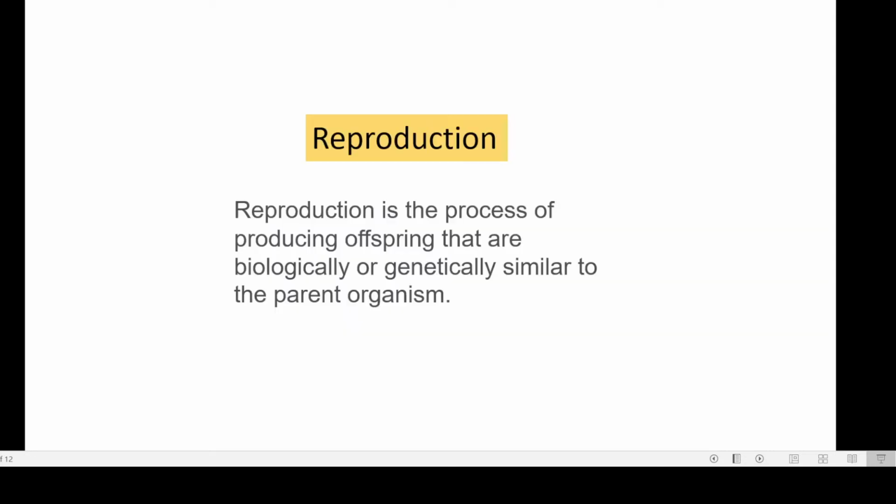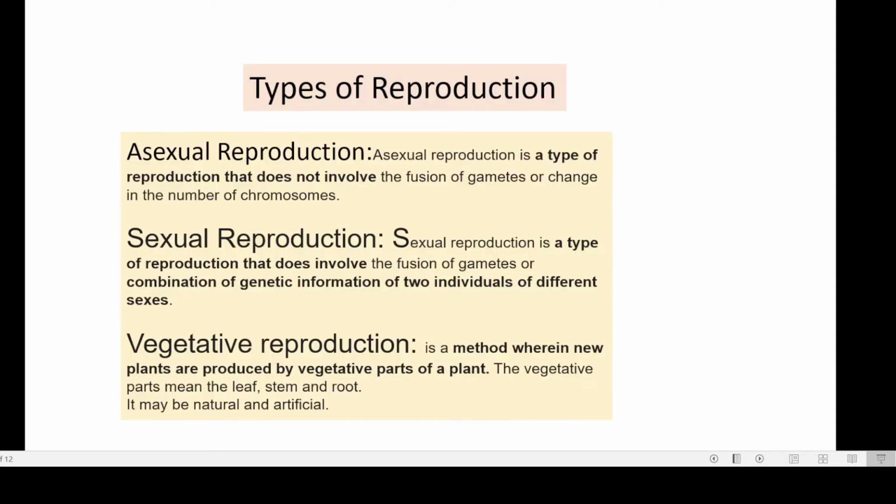Now, what does it mean by reproduction? Reproduction is the process of producing offspring that are biologically or genetically similar to the parent organism. And it may be of three types. What are these three types? It may be asexual reproduction, sexual reproduction, and vegetative reproduction.